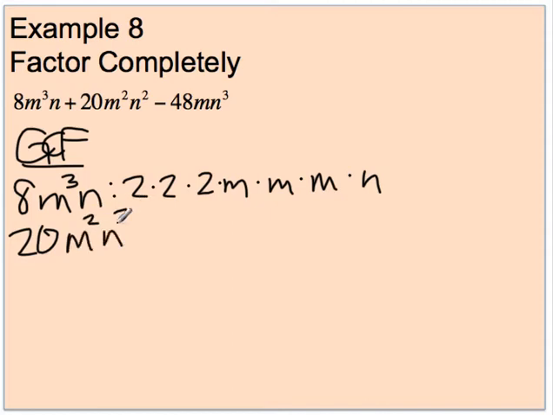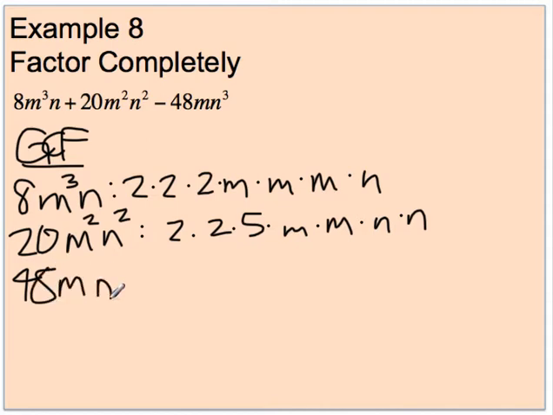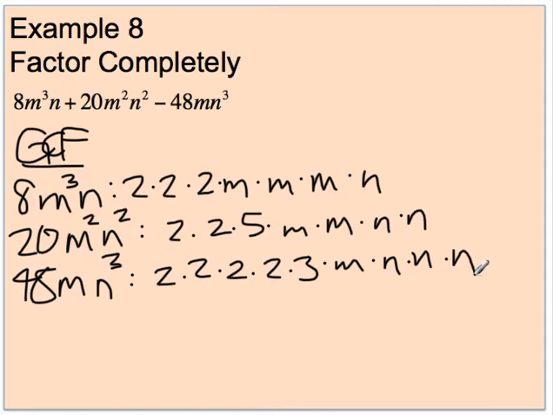20m squared n squared. That's going to be 2 times 10, which is 2 times 5, 2 m's, and 2 n's. 48m n to the third. That's 2 times 24, which is 2 times 12, which is 2 times 6, and 6 is 2 times 3. 1 m and 1, 2, 3 n's. Now they all have a 2. In fact, they all have a second 2.